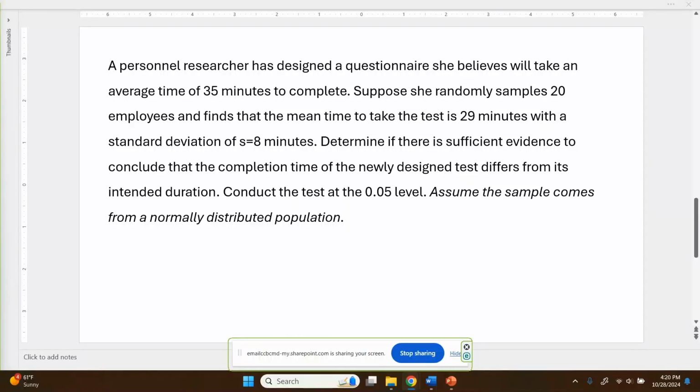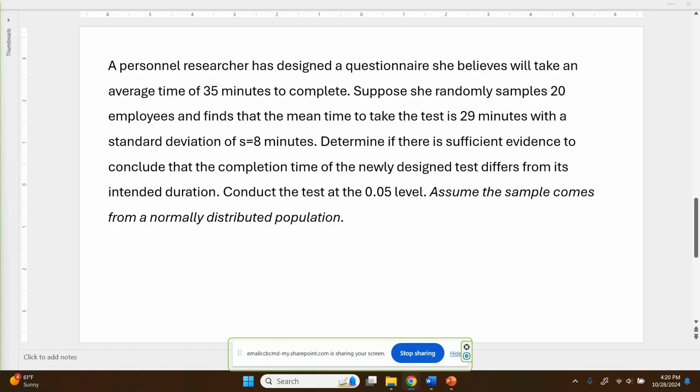A personnel researcher has designed a questionnaire she believes will take an average of 35 minutes to complete. Suppose she randomly samples 20 employees and finds that their mean time to take the test is 29 minutes, with a standard deviation of 8 minutes. Determine if there is sufficient evidence to conclude that the completion time of the newly designed test differs from its intended duration. Conduct a test with the 0.05 level and assume the sample comes from a normally distributed population.